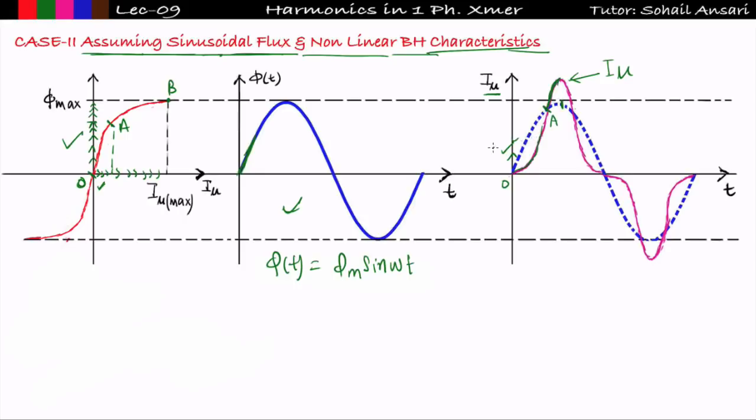Are you getting these things? Because of this non-linear behavior of BH characteristics, the magnetizing current I am getting is peaky in nature. When will the waveform be peaky in nature? Apply reverse engineering. If the magnetizing current waveform is peaky in nature, then which harmonic component is dominating?